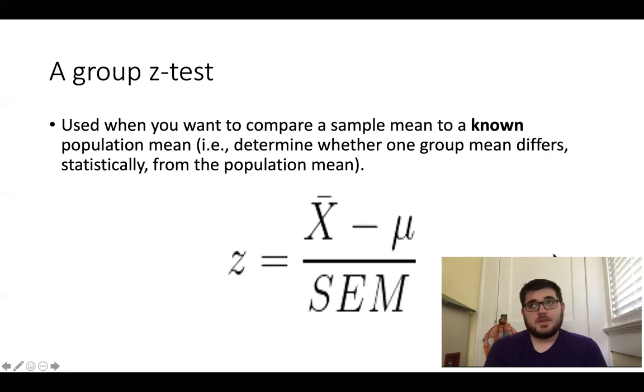You also have to know the population standard deviation. If you know the population mean and the population standard deviation, then you can ask yourself, if I collect a new sample from a specific group, is that group different from the general population in terms of their GPA or whatever the dependent variable is? If you know the population mean and standard deviation for this dependent variable, then you can do a group Z test where you measure your sample mean and test whether it is significantly different from the population mean.